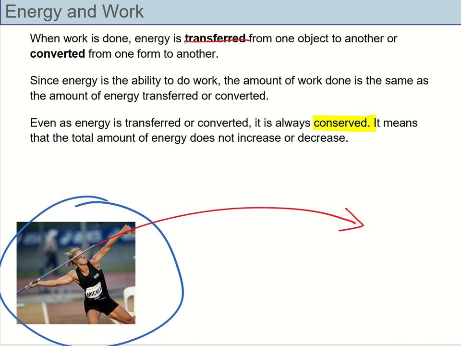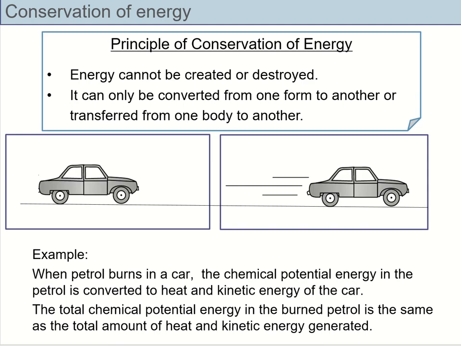So one of the most important concepts in this whole chapter of energy is the principle of conservation of energy. So basically, there are two things said here. Number one, energy cannot be created or destroyed. So the total amount of energy on Earth actually is the same, but energy can only be converted from one form to another or transferred from one body to another.